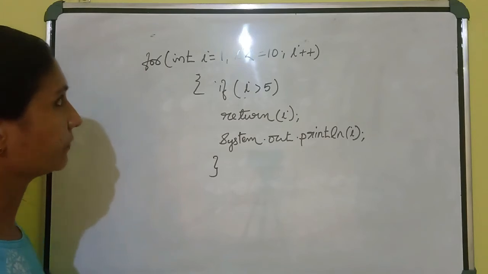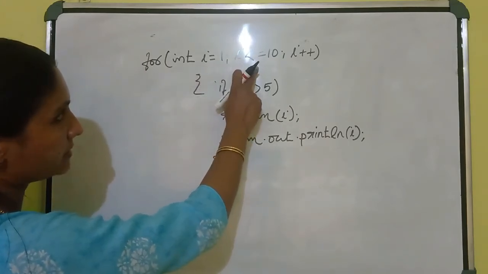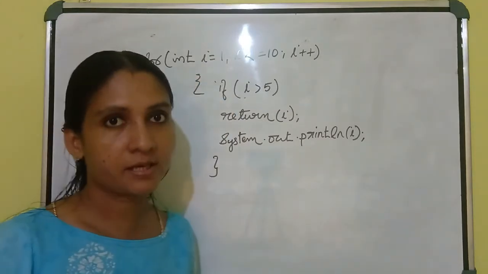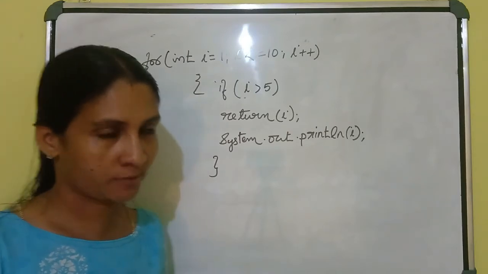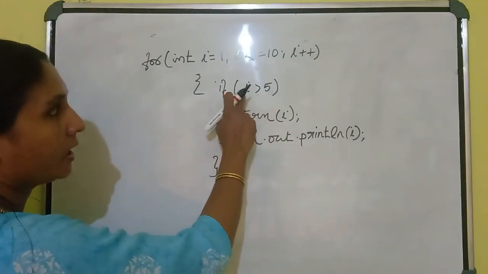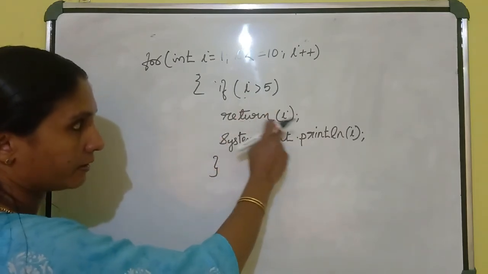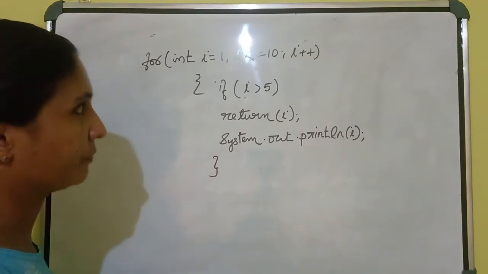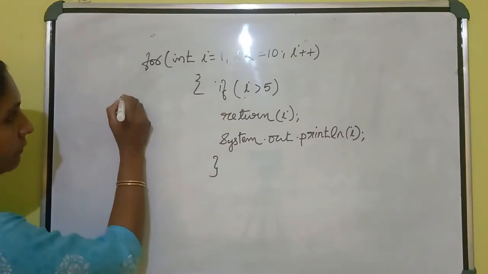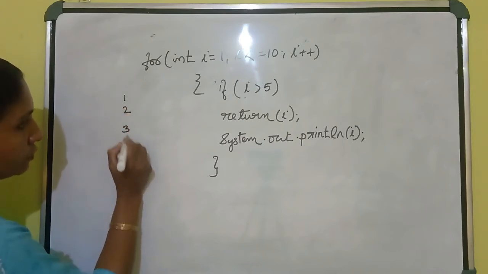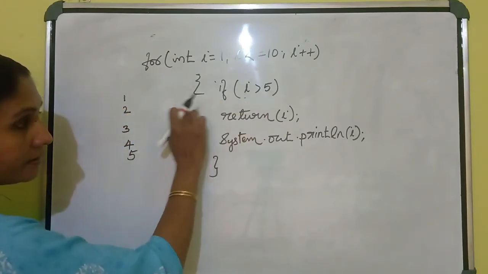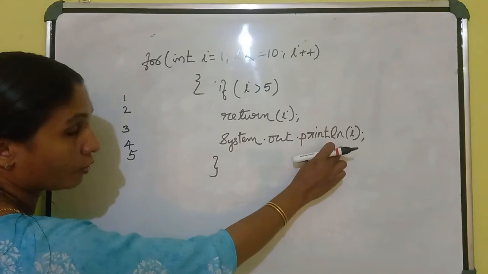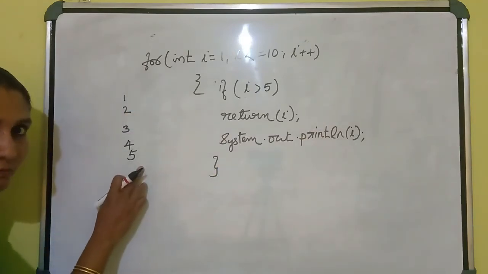Consider one more example. For int i is equal to 1, i less than or equal to 10, i plus plus. This loop is used to get the natural numbers 1 to 10. But here we have one condition: if i greater than 5, return i. That is one statement, return i, and one more statement, System.out.println(i). For the first five numbers, 1, 2, 3, 4, 5, the condition is false, so it will follow the print statement and print these values.